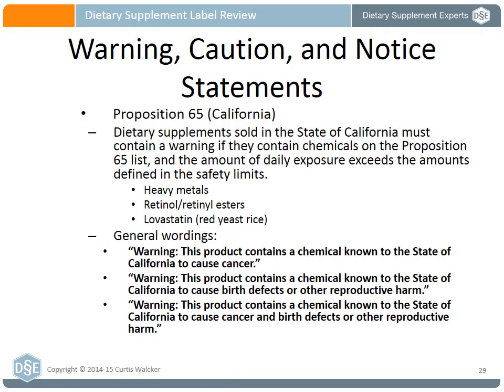The general wordings for these warning statements: Warning, this product contains a chemical known to the state of California to cause cancer. Warning, this product contains a chemical known to the state of California to cause birth defects or other reproductive harm. And warning, this product contains a chemical known to the state of California to cause cancer and birth defects or other reproductive harm.